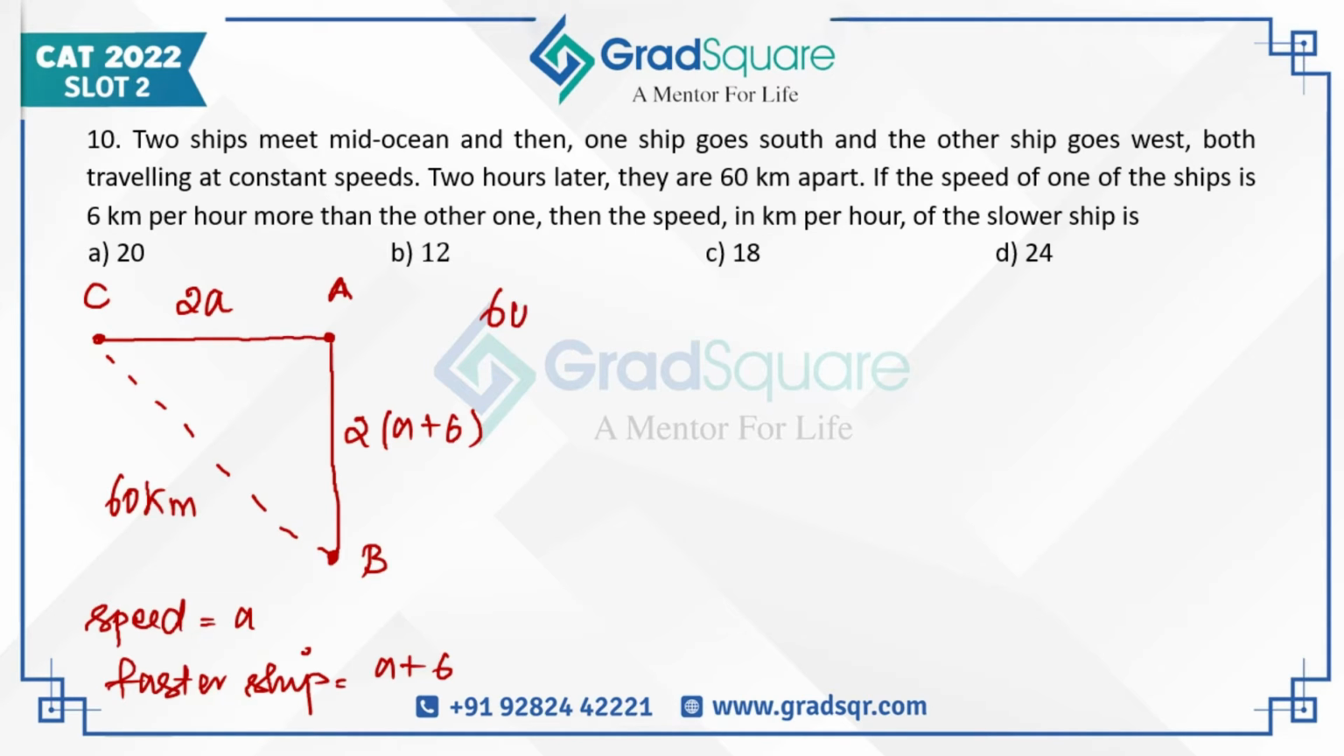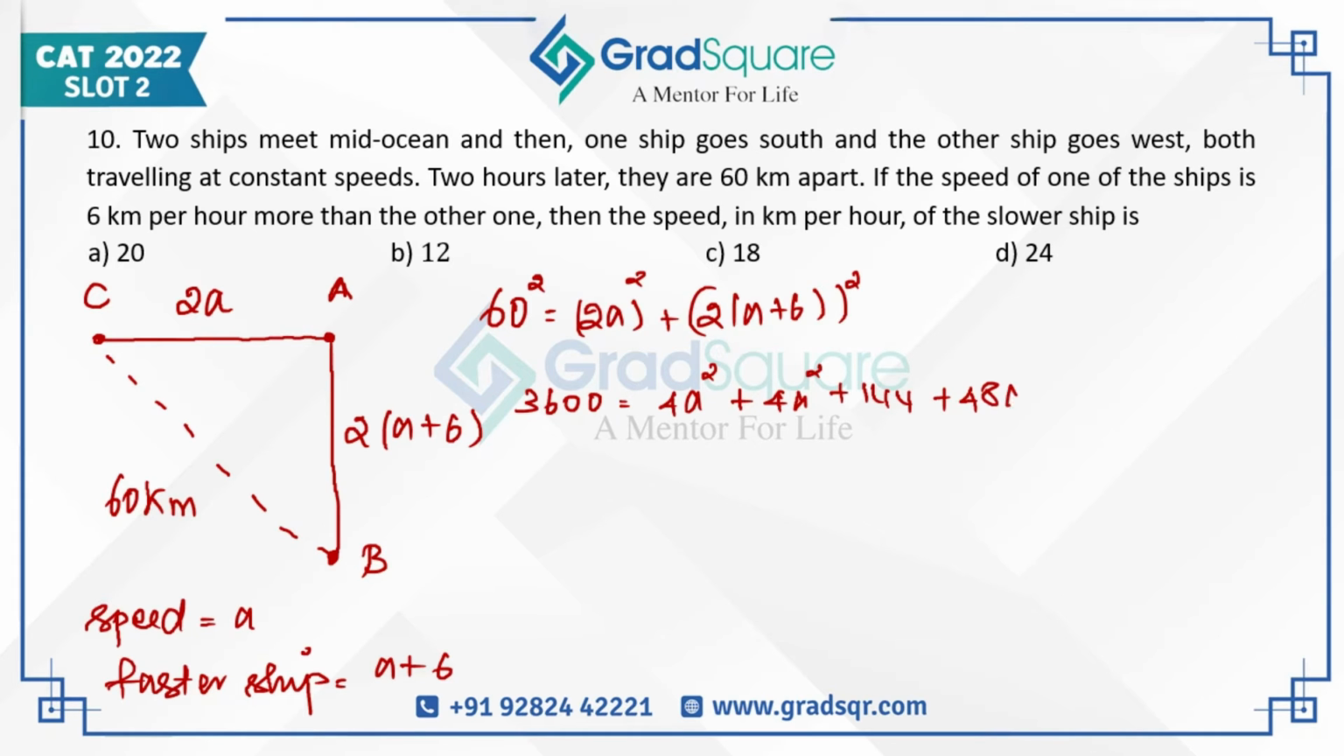Then 60 square should be equal to 2a the whole square plus 2 times of a plus 6 the whole square. So expanding this, I'm going to get 3600 equal to 4a square plus 4a square plus 144 plus 48a. Now I can rewrite this as 8a square plus 48a minus 3456 equal to 0, or I can also write this, simplifying, as a square plus 6a minus 432 equal to 0.